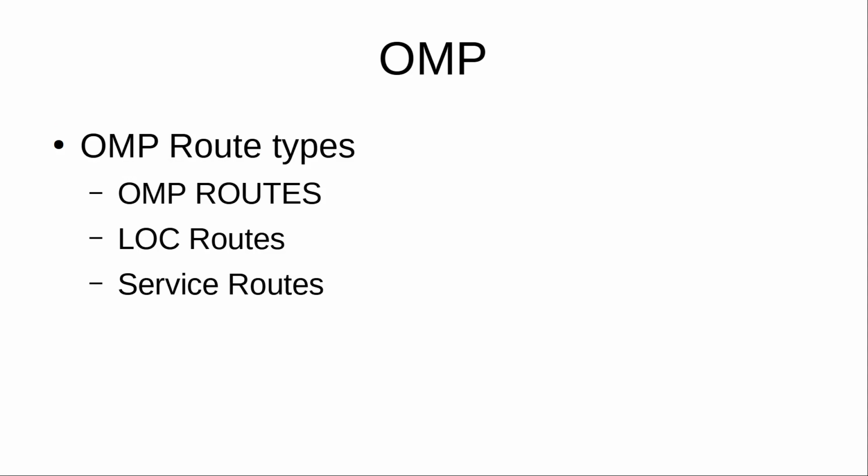Remember that OMP is a protocol that is established between the controller and the WAN edges, and they will share routes. And what are the types of OMP routes? You will have three types: OMP routes, TLOC routes, and service routes. So you have these three types of routes that are getting advertised by the overlay management protocol.